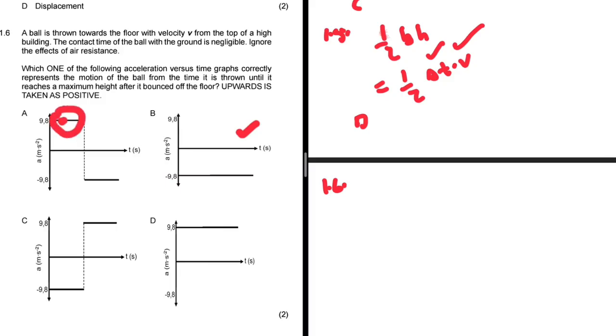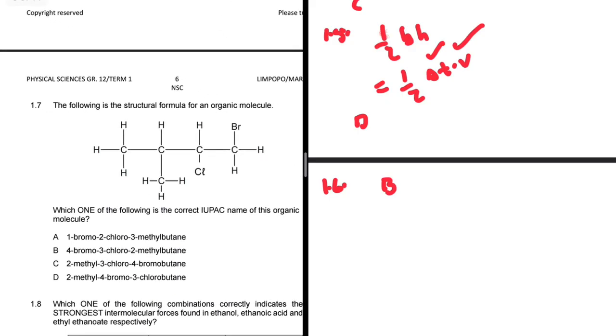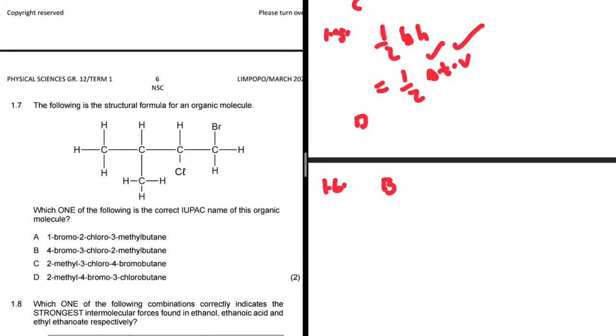There is no such thing. This does not exist in free fall. The acceleration cannot change from plus 9.8 to minus 9.8 because of the ball bouncing or whatsoever. The acceleration is always downwards, right? And then whether it is positive or negative is going to be decided by whether we have taken up as positive or downwards as positive, right? So 1.6, the answer is B. The acceleration is always 9.8 meters per second squared downwards.